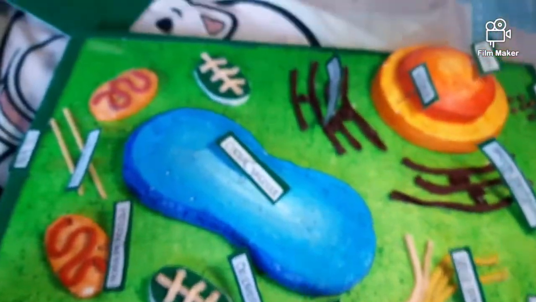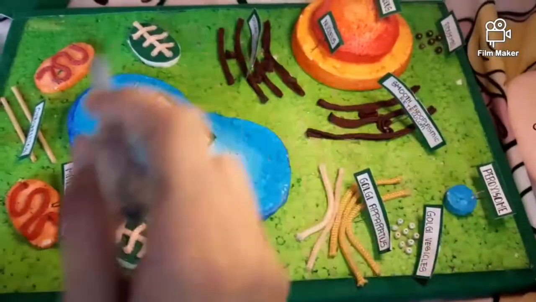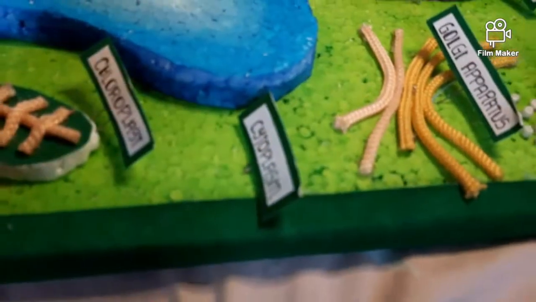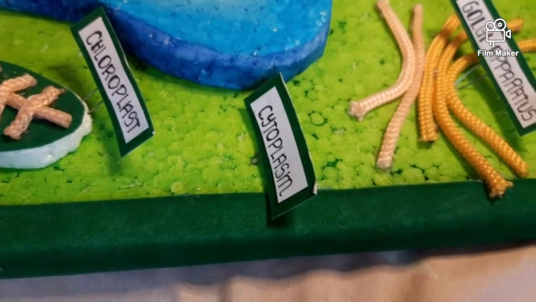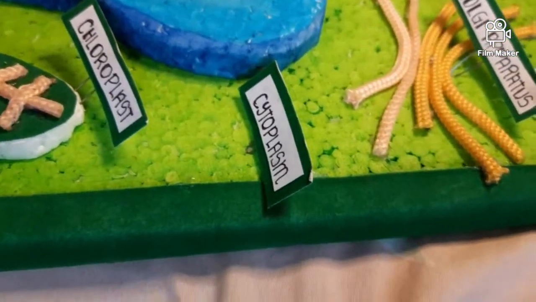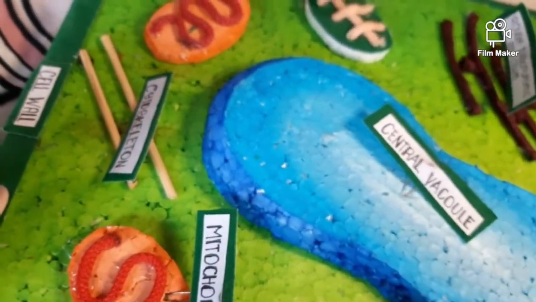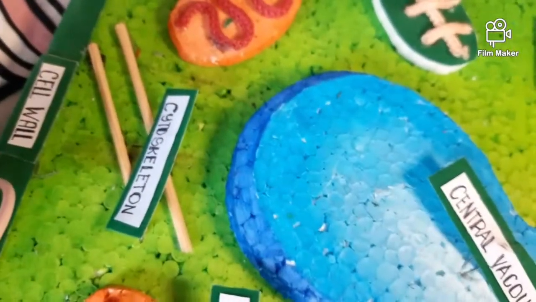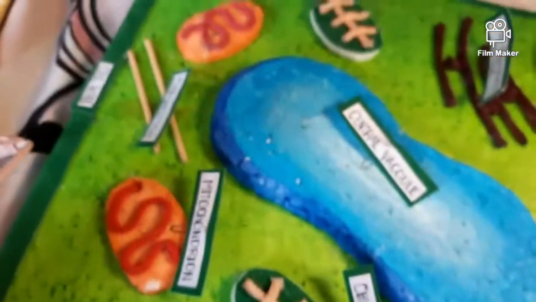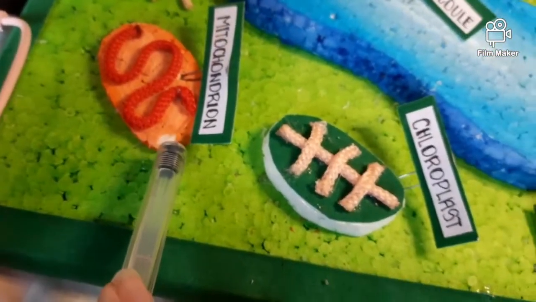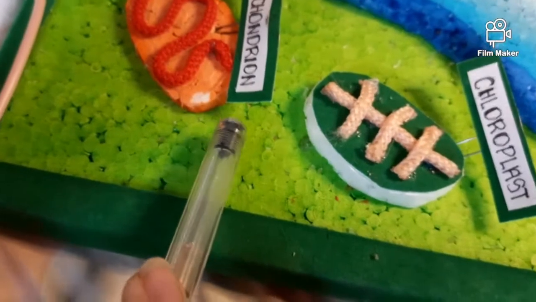Next is the cytoplasm, the green part that shows where the different organelles are placed in the plant cell. The cytoplasm is responsible for holding the components of the plant cell. Next is the cytoskeleton. The cytoskeleton helps the cell maintain its shape and internal organization. Next is the mitochondrion. The mitochondrion is the main energy source of all plant cells, the same as in the animal cell.